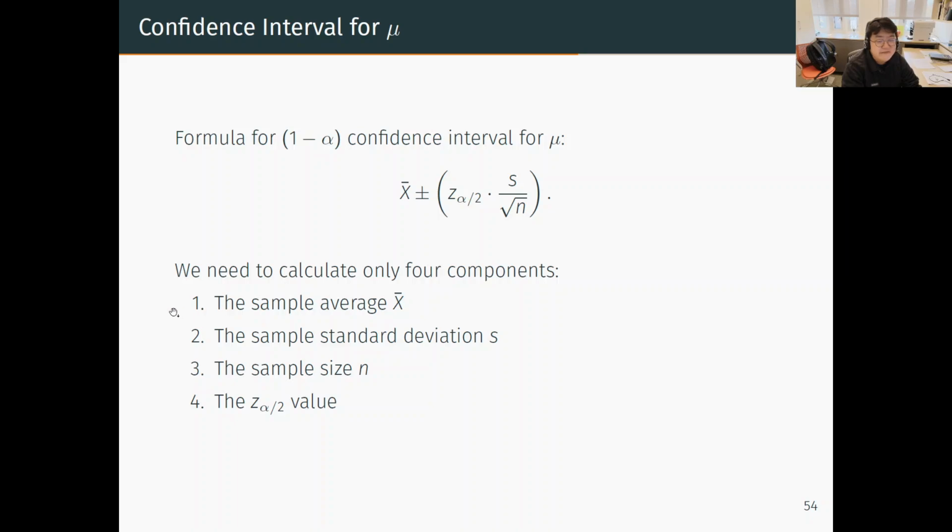And remember, you only need 4 pieces of information: the sample average, the sample standard deviation, and the sample size. So these 3 are calculated from the data, right? And finally, the z alpha over 2 value. This is how much you are going to sacrifice, or how much margin of error you have to allow, right? This depends on your choice. You just choose how much error probability you sacrifice, and then the standard normal distribution will return the corresponding value.